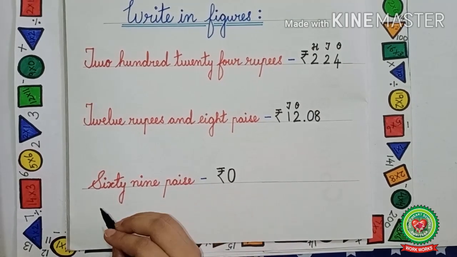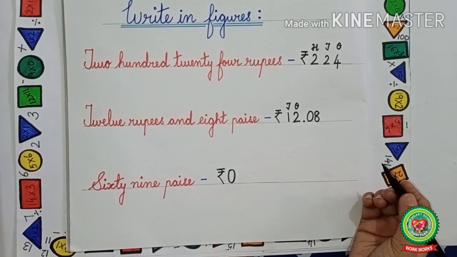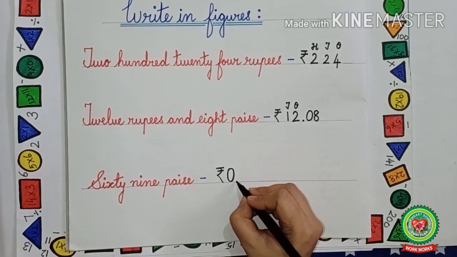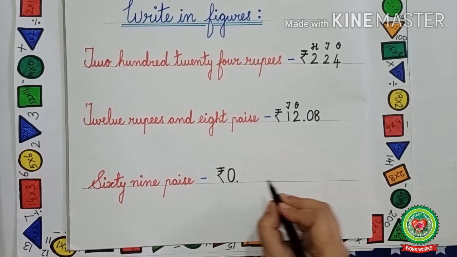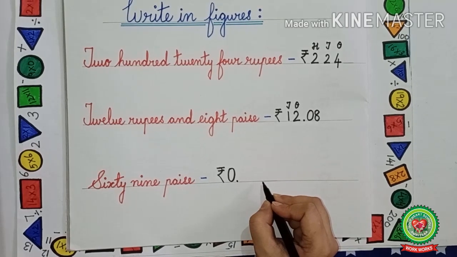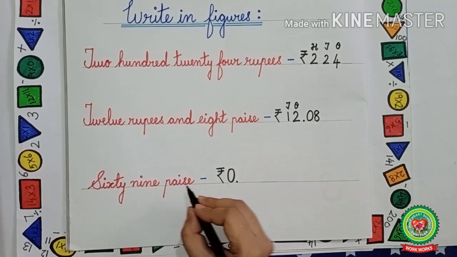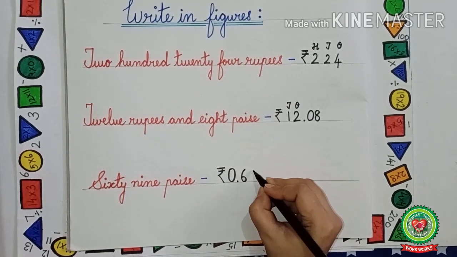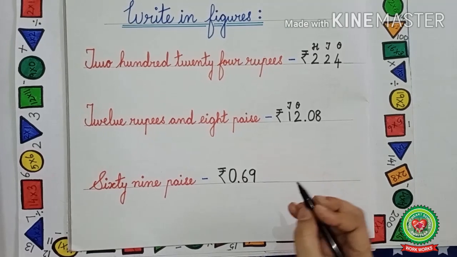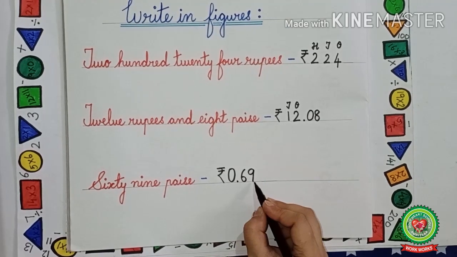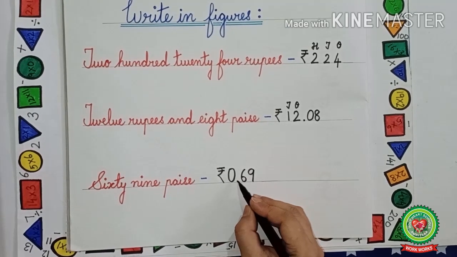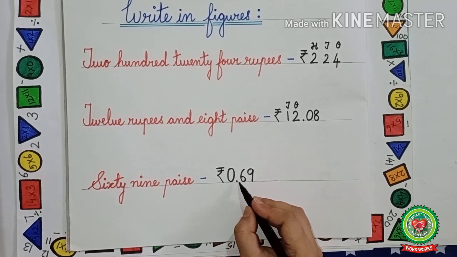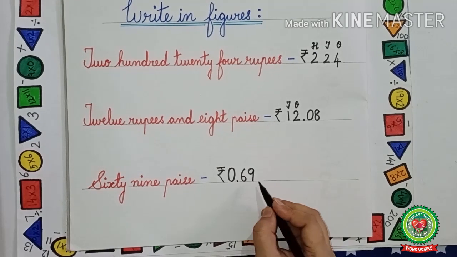Now to separate rupees and paise, what do we do? We put a point. So rupees 0 we have already written. So over here again we will put a point, because now we have to write the amount of paise. Now 69 paise it is written. So over here we will write down 69. Now can you see? Again paise is of 2 digits and the point is coming after 2 digit from the right hand side. So the amount is rupees 0.69.